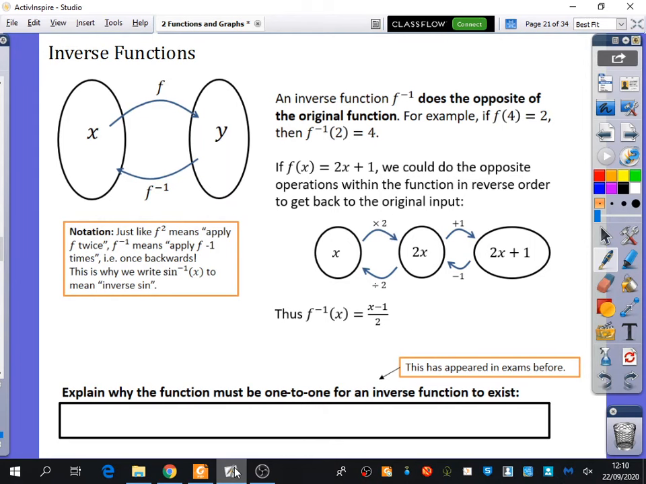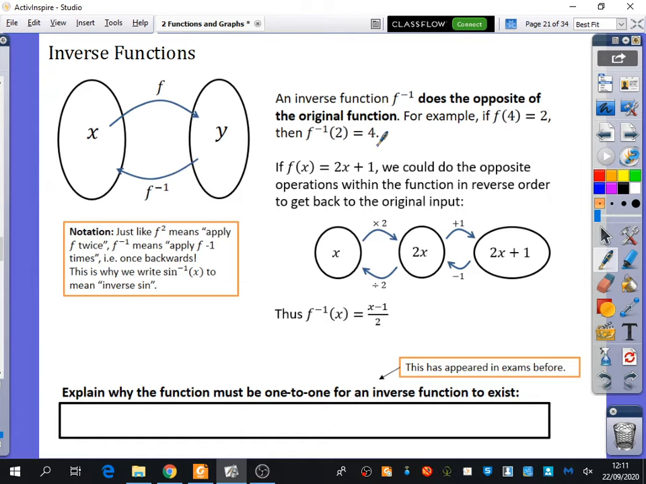So alongside composite functions, we also want to think about something called inverse functions, which we've probably heard that word being used for a long time in maths. An inverse function, which we write as f with this little minus 1 to show that it's an inverse function, does the opposite or the inverse of the original function. For example, if f of 4 gives you 2, then the inverse function of 2 gives you 4. So it does the inverse of that.